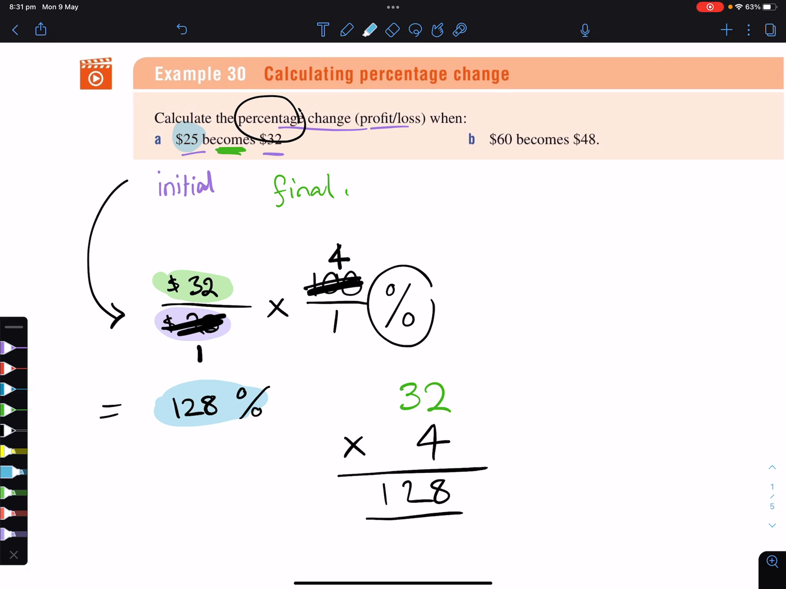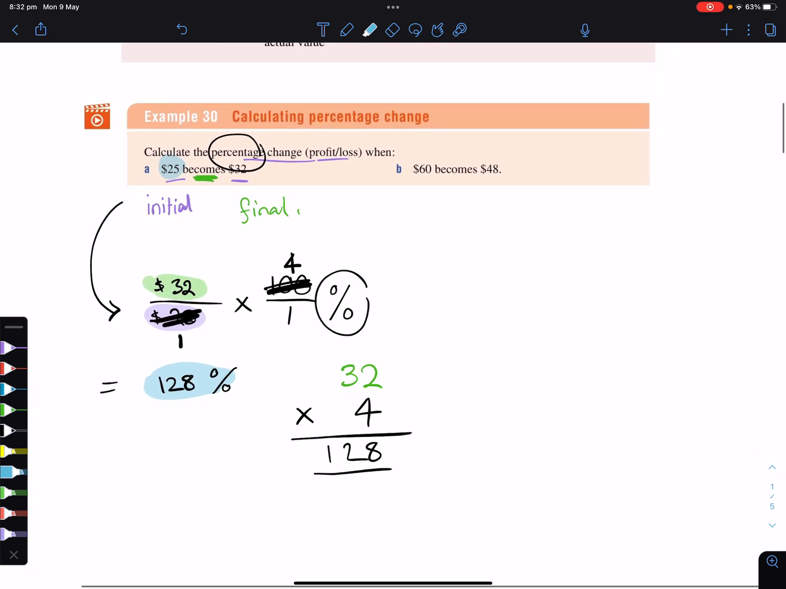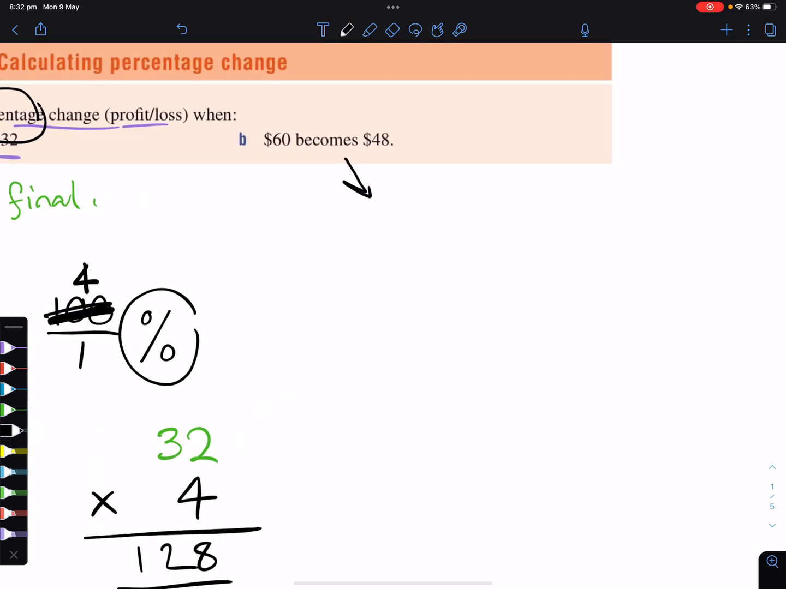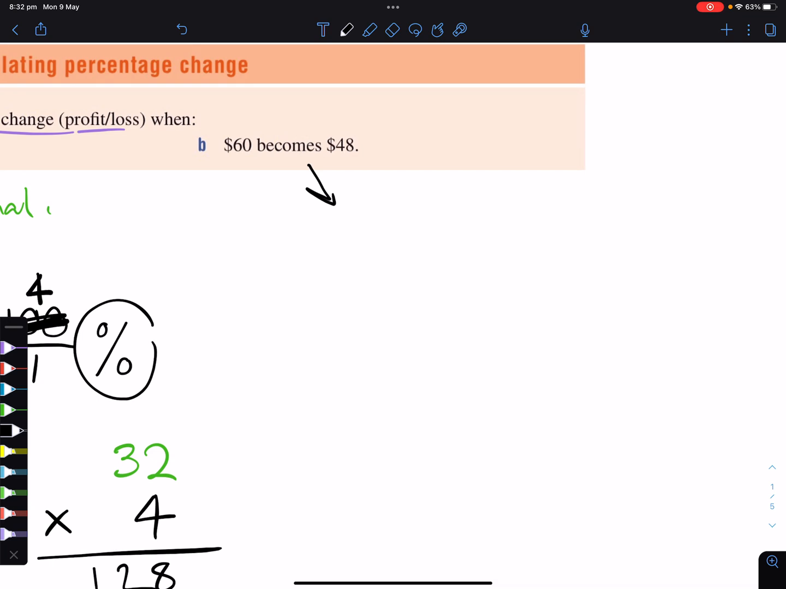$32 seems about 128% of $25. That's basically the process. So if I repeat that over here, so $60 becomes, okay, what's my initial number? My initial number is here, and that goes on the bottom of my fraction. What's my final number? It'll be that, so this will look like a normal fraction.